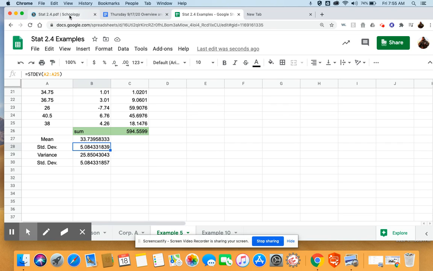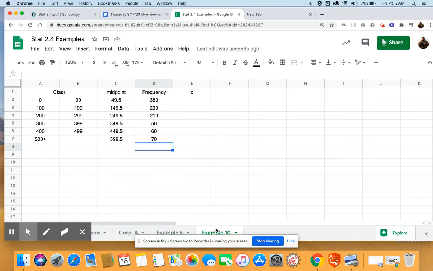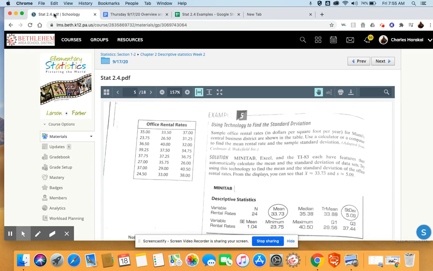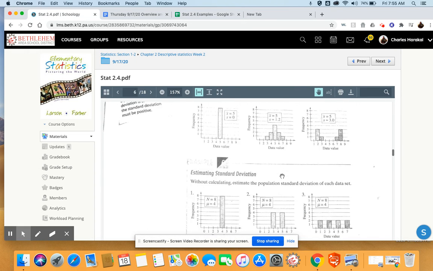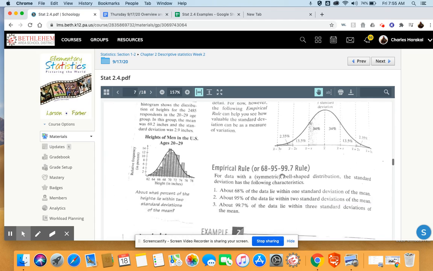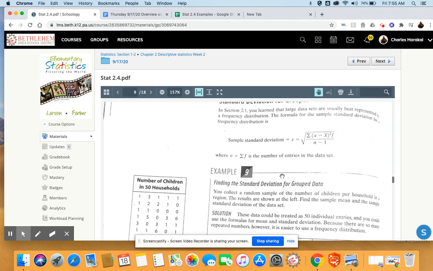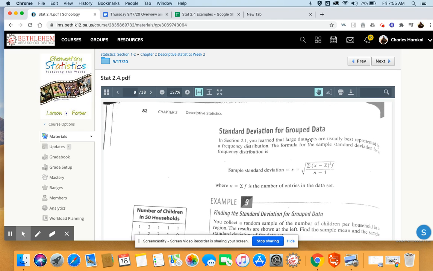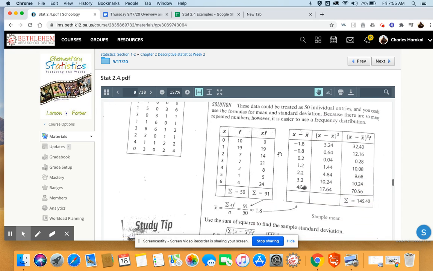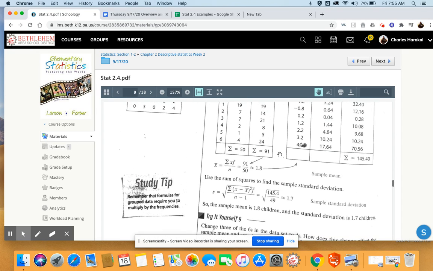I'm going to move on now to example number 10, and this is a more difficult topic, only in that it has more steps. So examples 9 and 10 talk about finding standard deviation of grouped data. And we did the same thing with mean in section 2.3. First, we learned how to calculate mean of a data set. Then we learned how to calculate the mean of a frequency distribution. Same topic here. It involves considerably more steps.